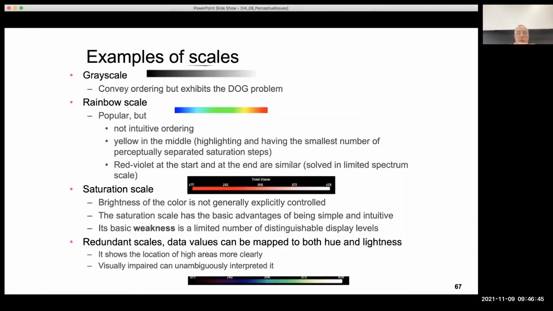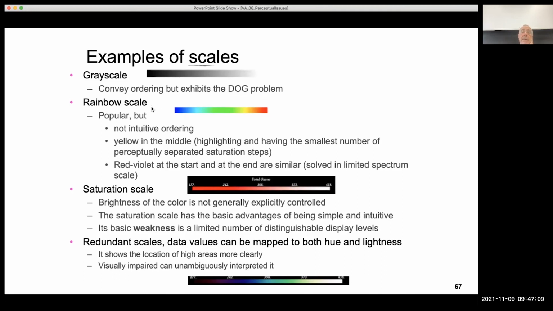Here there is just a wide discussion of the kind of scales you can have. Remember, the goal here is not to distinguish color, it is to have a color that is representing a number. You can have a grayscale. It is very good in conveying an ordering, but it has the difference of Gaussian problem.